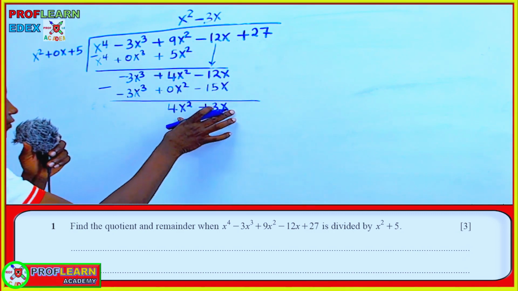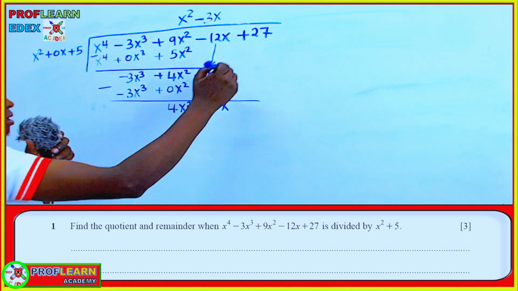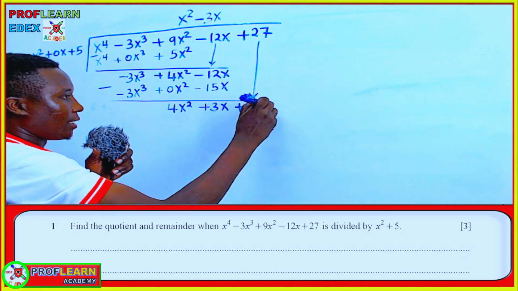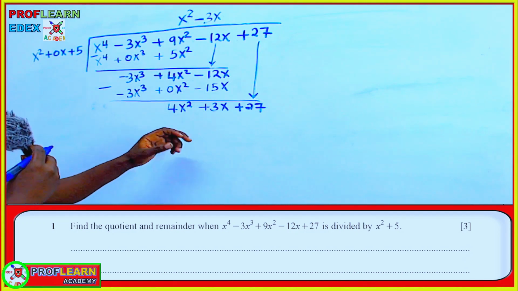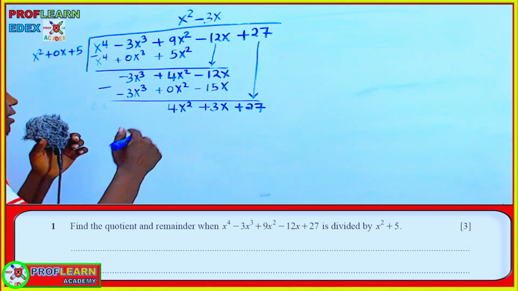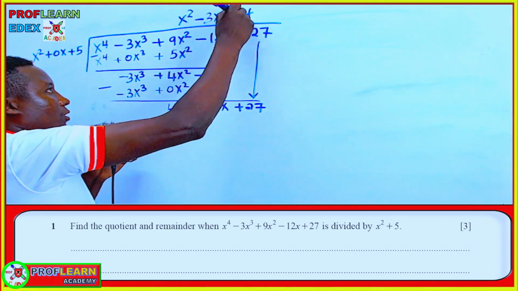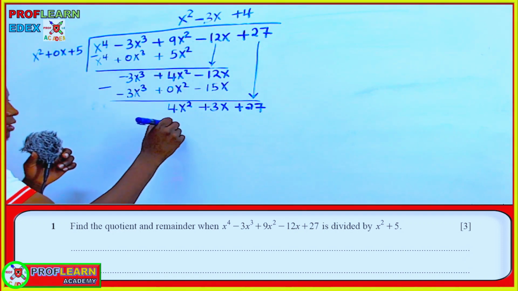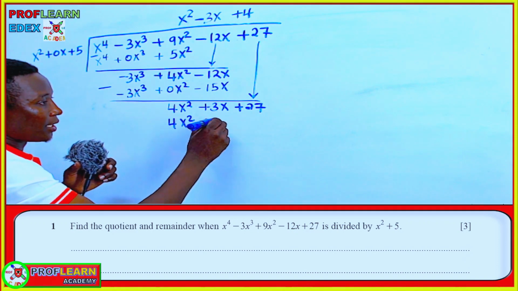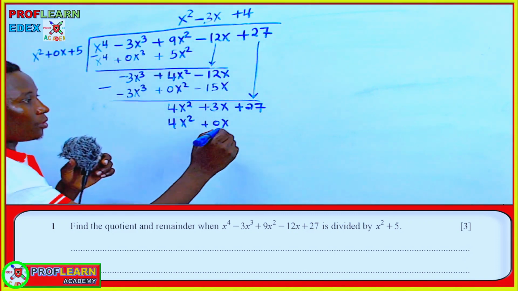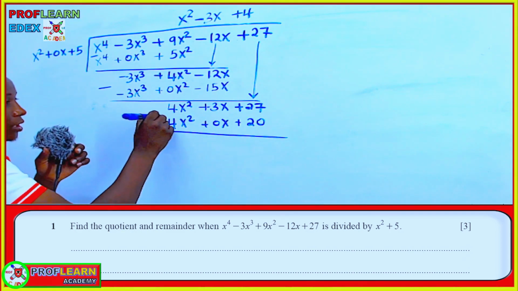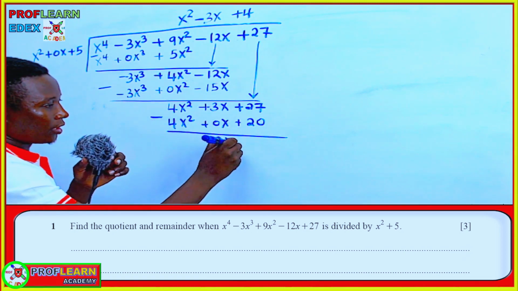Then, since we have two terms and then we have three terms, we are going to pull 27 down and it will sit comfortably at this given point. So which value do we need to multiply x squared by to get 4x squared? That term is actually 4. So 4 times x squared, we shall have 4x squared. 4 times 0x, we are going to get plus 0x. 4 times 5, we are going to get plus 20.